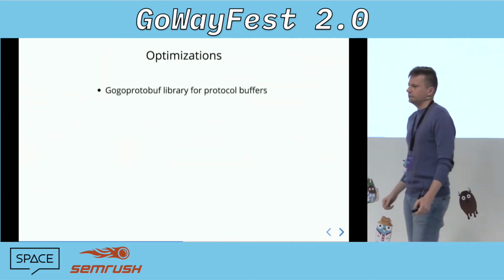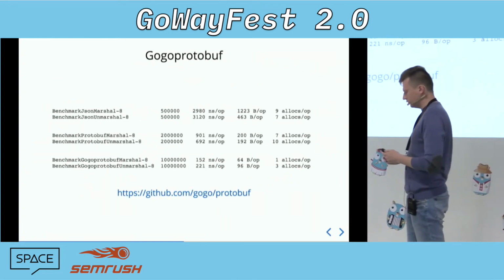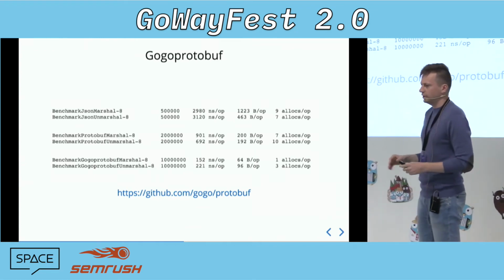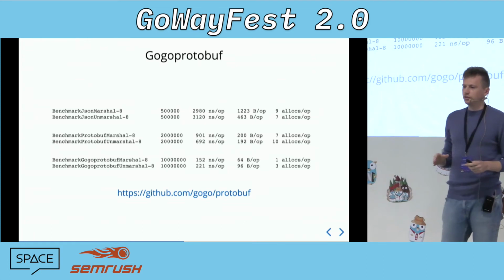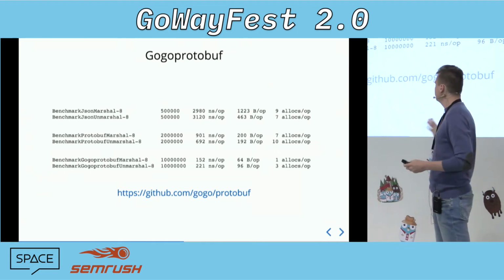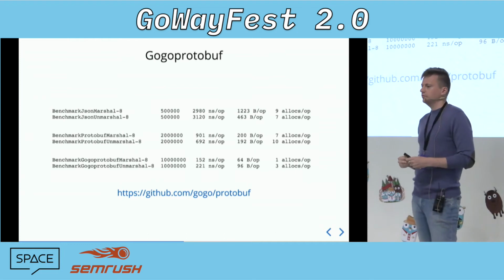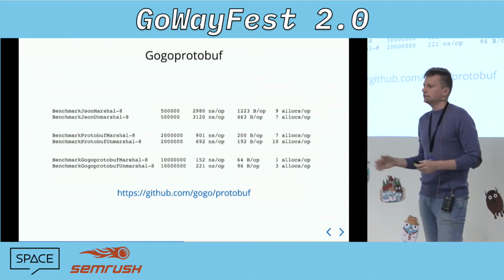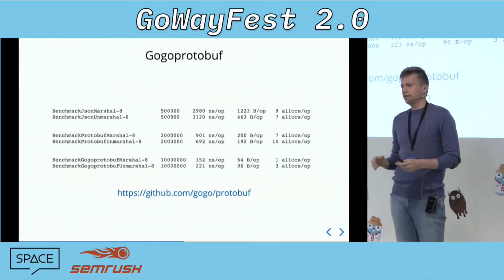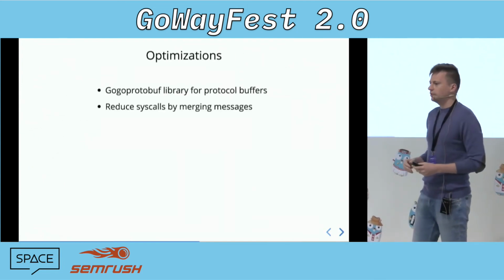Let's speak about optimizations we use throughout the Centrifuge source code. The first one is using GoGo protobuf to work with protocol buffers. GoGo protobuf is a library that uses code generation and produces highly optimized code to work with protocol buffers. Here is a benchmark that shows that GoGo Protobuf is 3 to 6 times more performant than the standard Protobuf package, which uses reflection and just allocates more. Another optimization, reducing syscalls by merging messages.